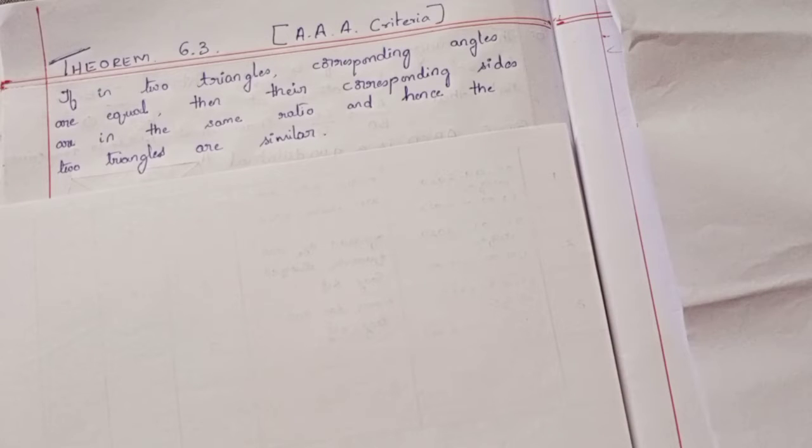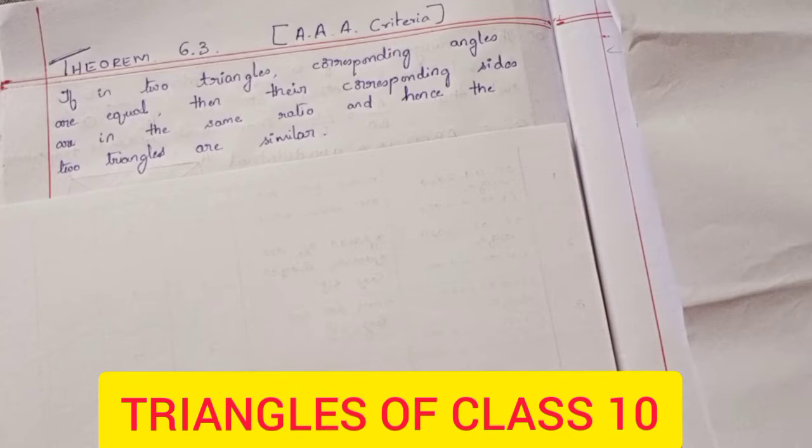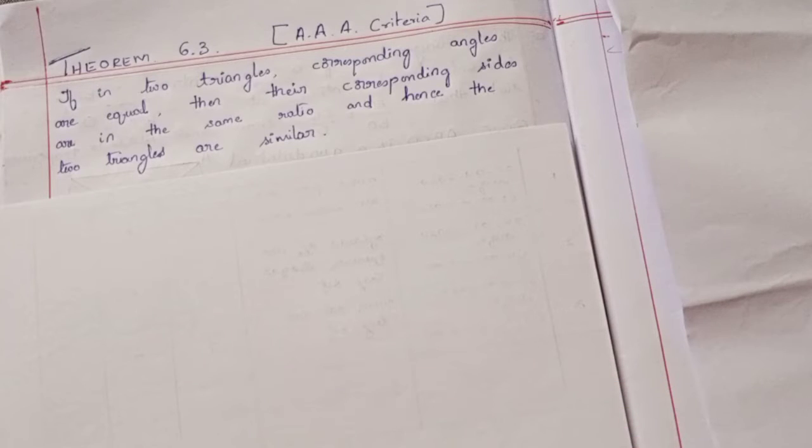Friends, today we are solving theorem 6.3 from the unit of triangles of class 10. This theorem 6.3 is also considered as the AAA criteria theorem, that is the angle criteria theorem. The statement of the theorem is like this: if in two triangles corresponding angles are equal, then their corresponding sides are in the same ratio and hence the two triangles are similar.